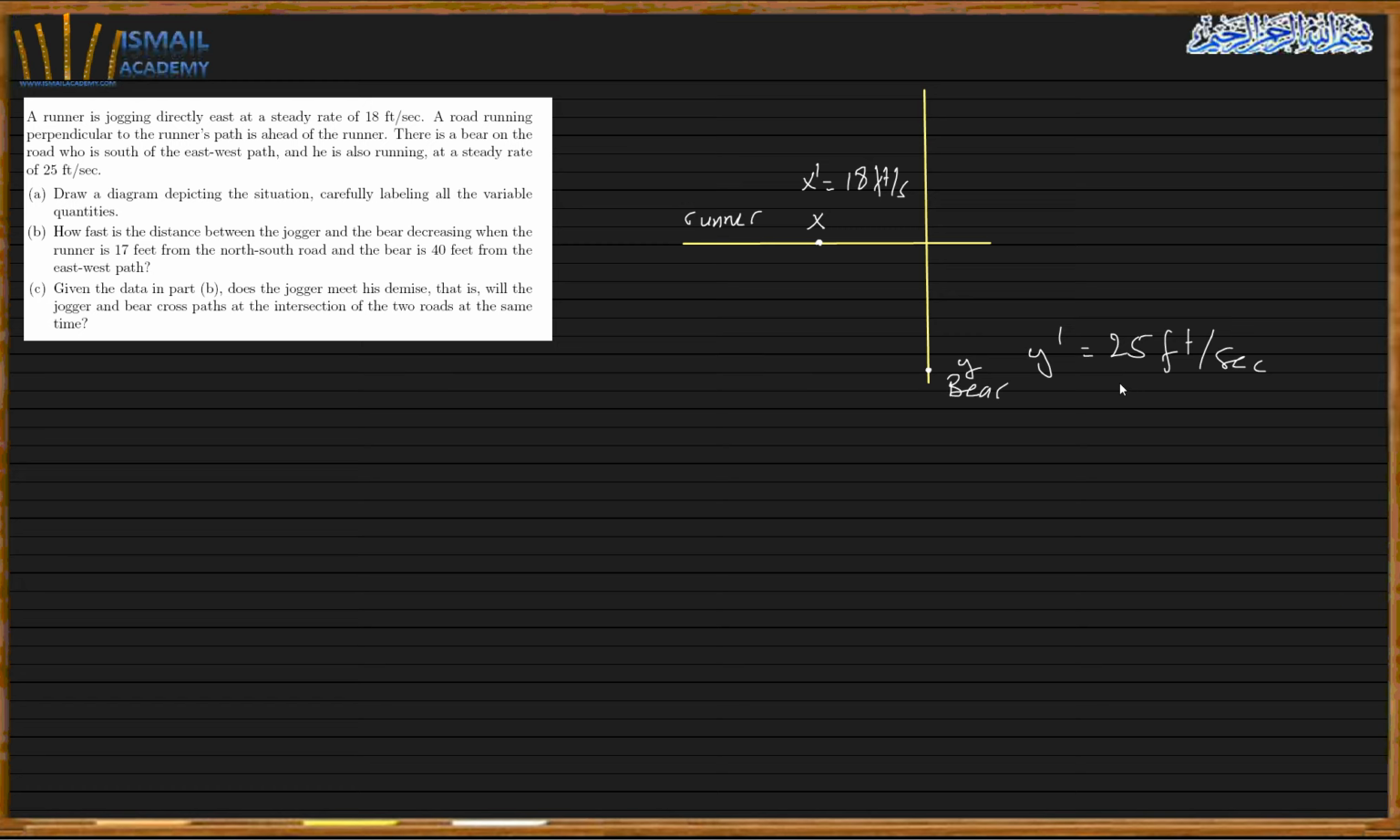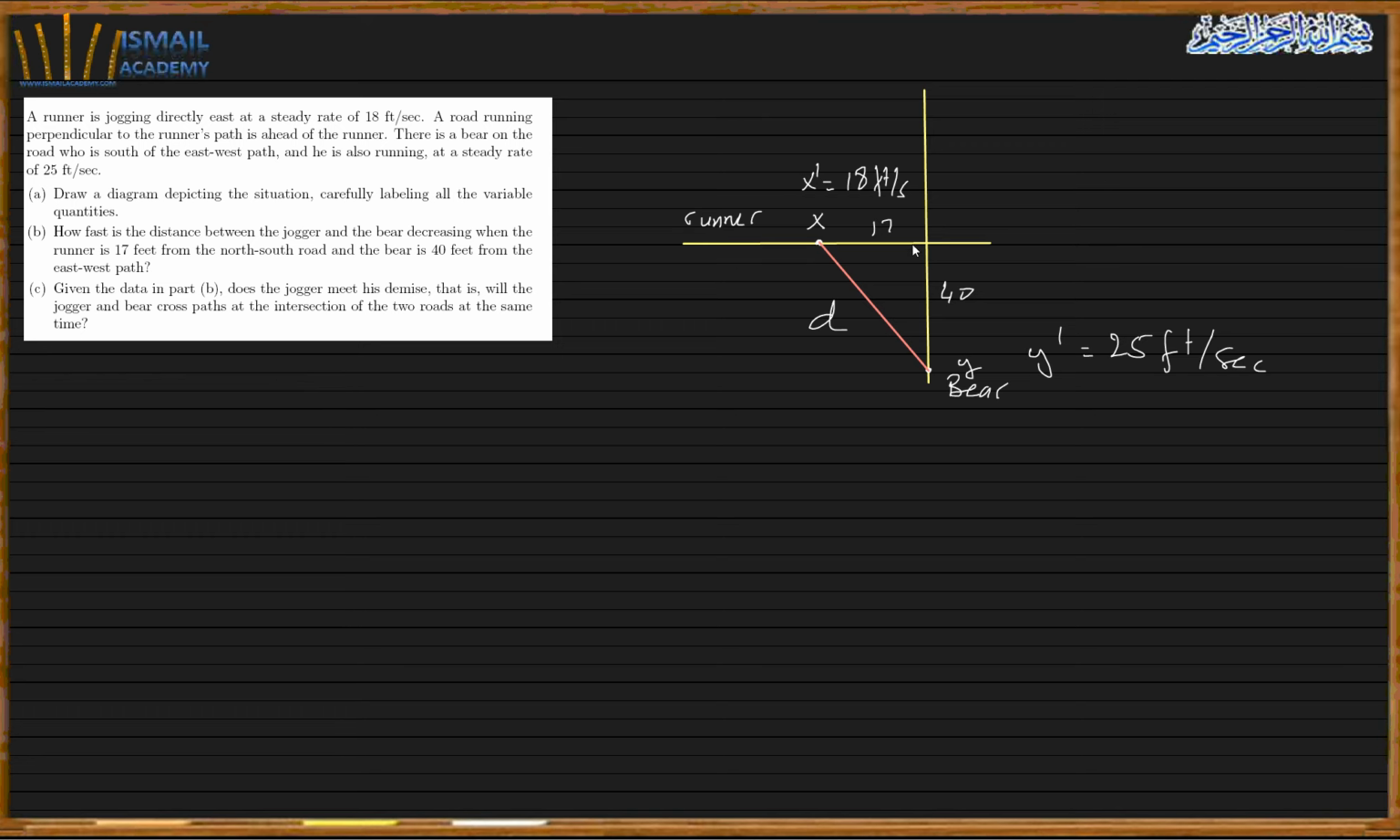Alright, so that gives a diagram. So this is my diagram. Alright, how fast is the distance between the jogger and the bear decreasing when the runner is 70 feet away? The distance between the jogger and the bear is this distance. I will name it d. So this is 17 feet, and this is 40 feet. My y here is 40 and my x is 17. Alright, so I need to find out what is d prime.